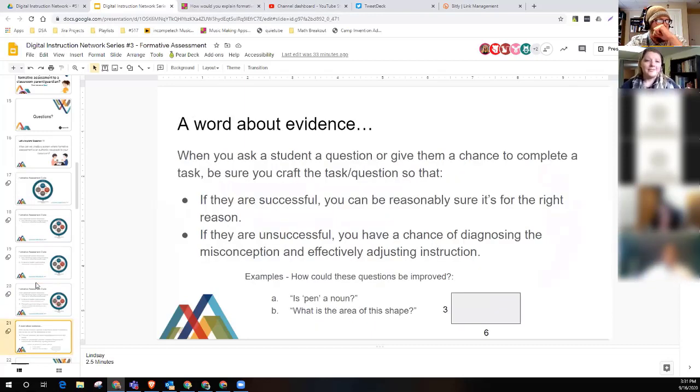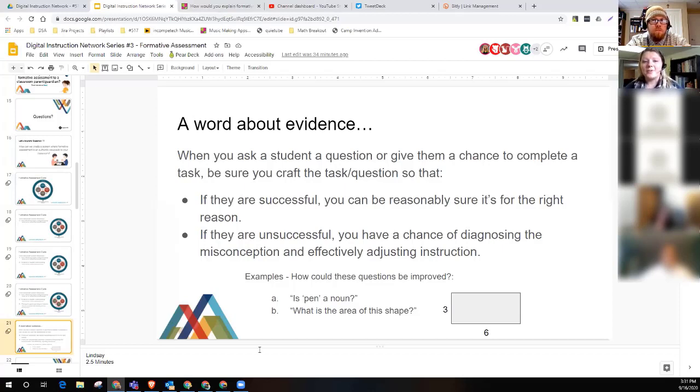So a word about evidence. We had talked about how in that 2nd step, you're eliciting evidence of understanding and you're skillfully using questions. When you're trying to garner evidence, a couple of things to keep in mind. You want to design your question or your task so that if students are successful, you know it's for the right reason. They didn't just guess or use an improper strategy to get to the final result. You want to know that they've actually mastered what it is you're teaching. But then if they're unsuccessful, you want to have a fighting chance of diagnosing whatever it was that led them to get that answer wrong.